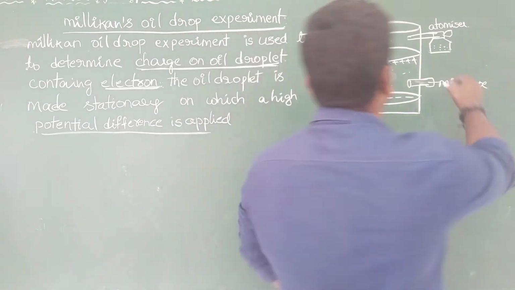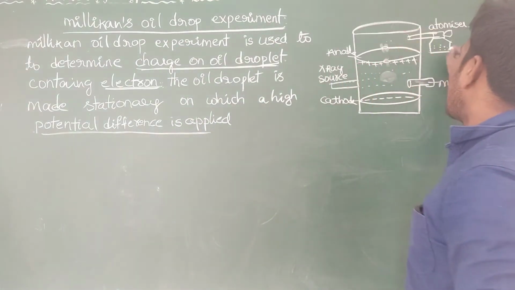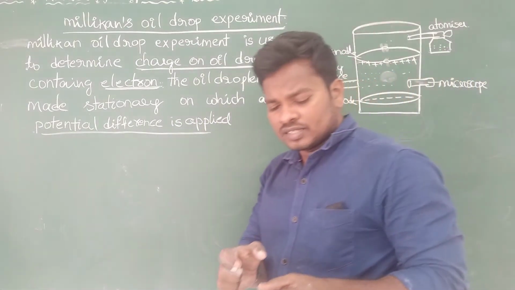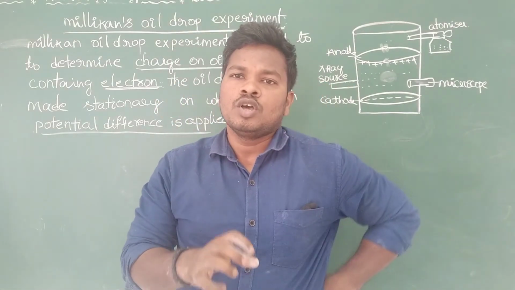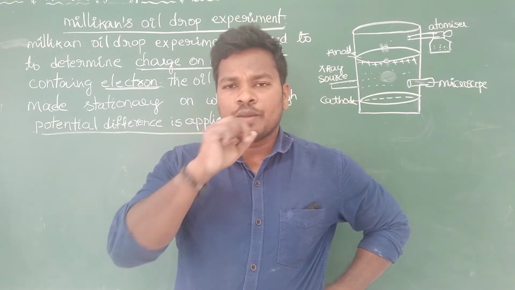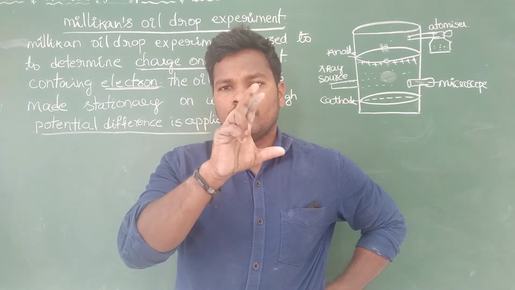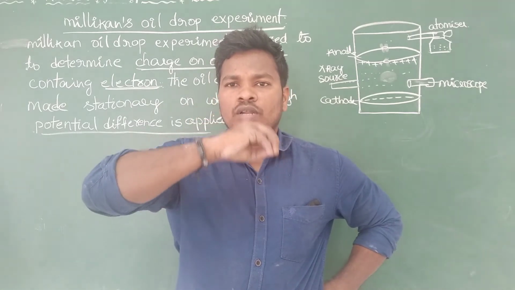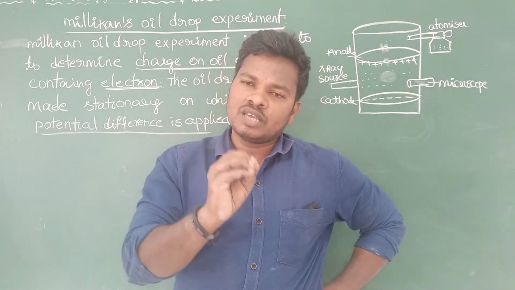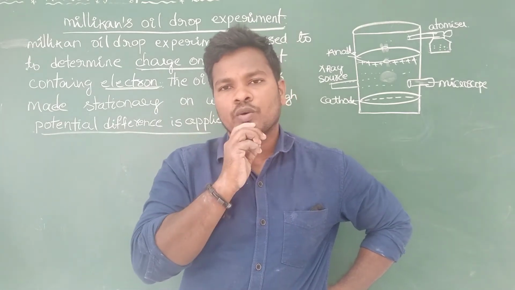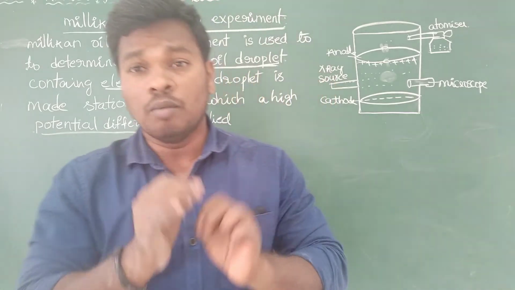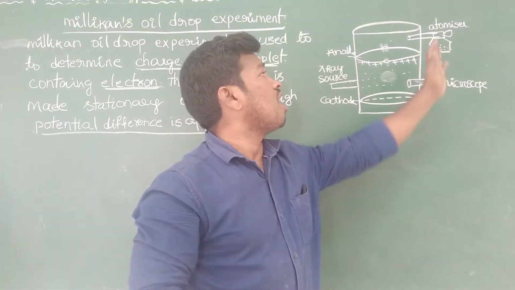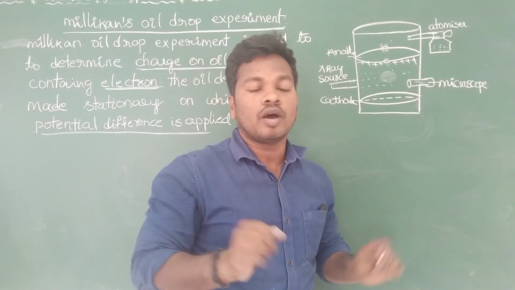On top of this equipment, an atomizer will be there. In the atomizer, gas molecules and oil molecules will be there. It is like a spray bottle. Whenever you spray, whatever the atoms are there, they come outside. It looks like a spray only. The oil droplet molecules are very small, that's why we call it an atomizer.